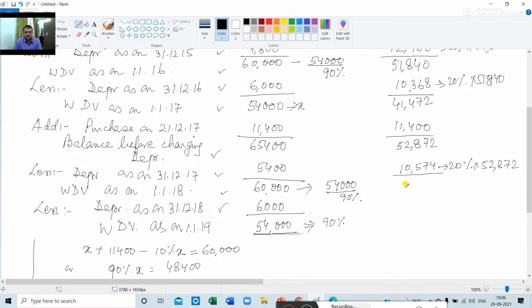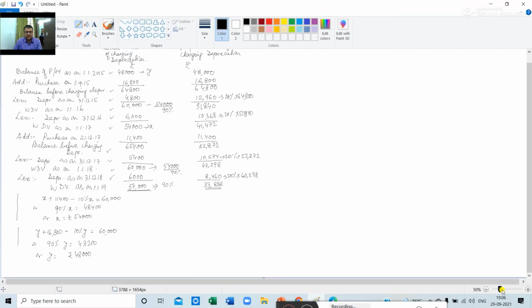So the written down value on 1st January 2018 is 42,298. And then you have to charge depreciation at 20%, so 8,460. So this is 20% on 42,298. So this is 33,838. Now you just see the total calculation.